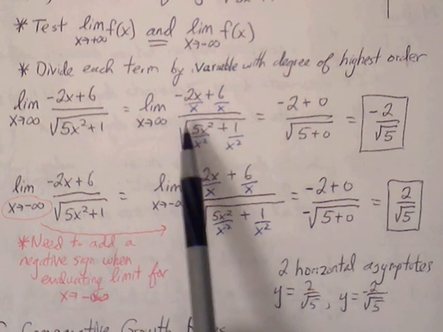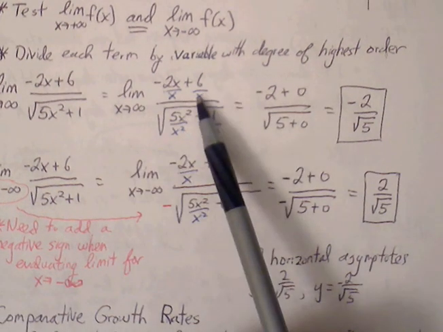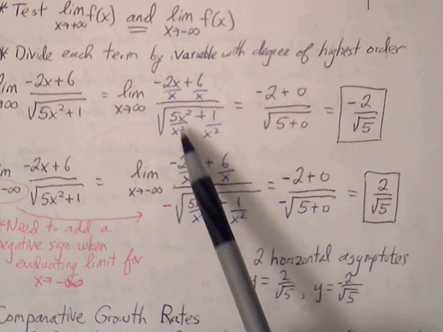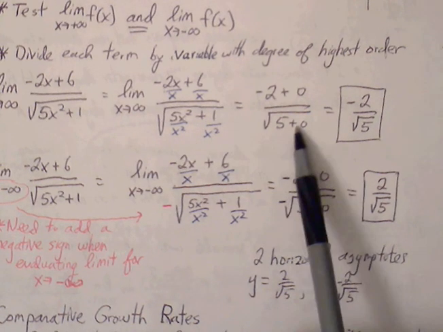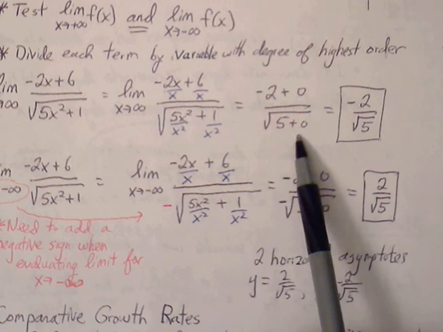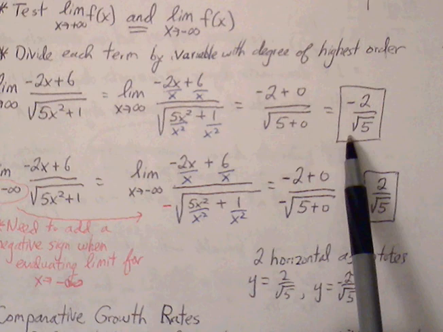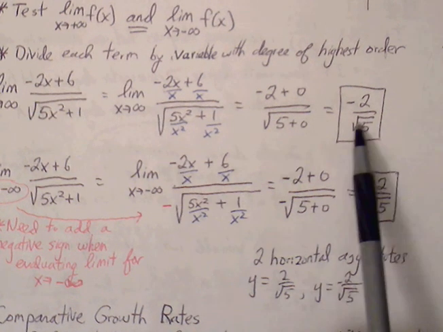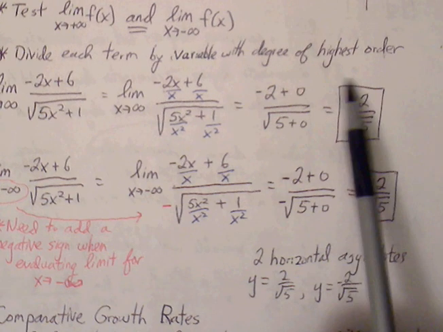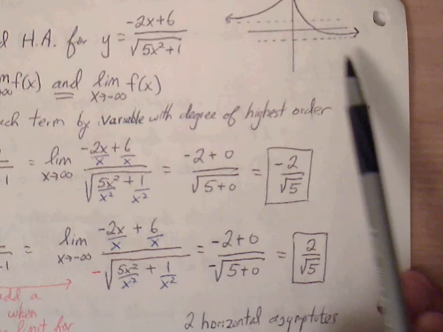So now let's evaluate. Negative 2x over x is negative 2. 6 over x will go to 0. 5x squared over x squared becomes 5. 1 over x squared goes to 0. And now we just look at what's left over: negative 2 over root 5. So as we approach positive infinity, as the graph goes to the right, the y value is going to level out at negative 2 over root 5. And that describes this portion of the graph right here.